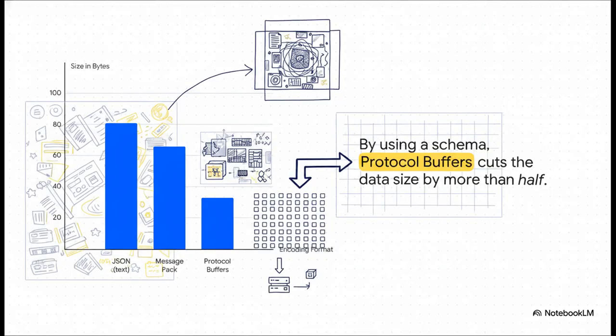So let's just put that all together and look at the scoreboard. It's pretty dramatic, right? Our original JSON, even with all the white space stripped out, was 81 bytes. MessagePack helped a bit, getting us to 66, but by using a schema, protocol buffers absolutely crushed that, down to 33 bytes. This isn't some tiny optimization. For systems that are slinging around terabytes of data, this is a total game changer.